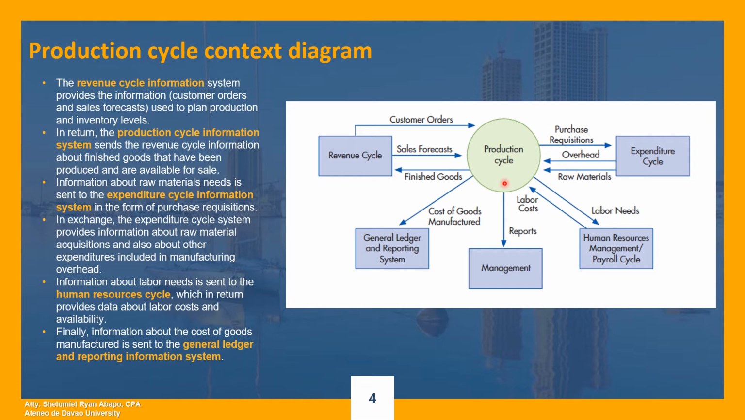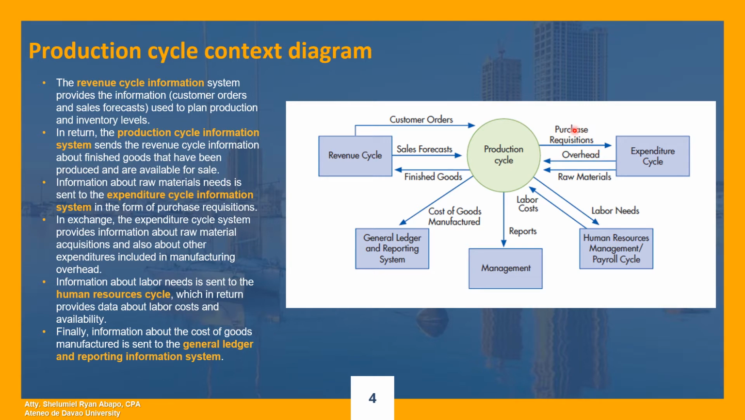In return, the production cycle department will send the revenue cycle information about the finished goods that have been produced and are available for sale. Okay? Based on that particular sales forecast. Now, the information about raw materials is to be sent to the expenditure cycle information system. You'll see there an arrow leading to the expenditure cycle, and that is in the form of purchase requisitions.